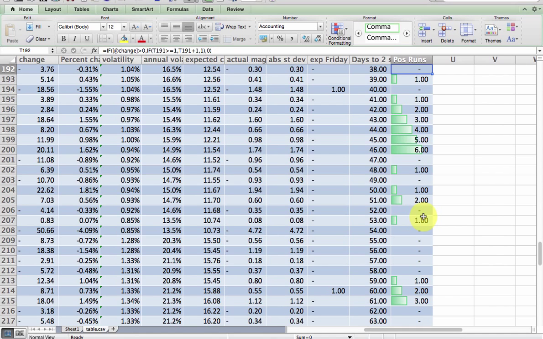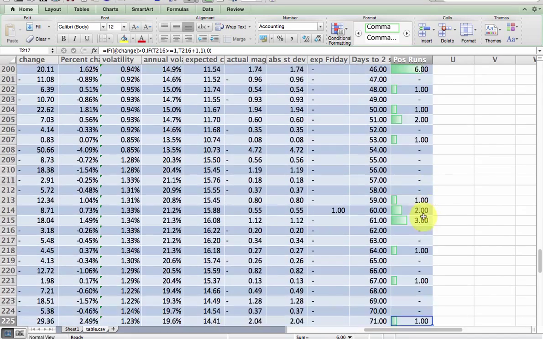We could do the negative days, and I suggest that you do. I'm just not going to take the time here. But it looks like the longest run was 6 days. So after you see 2, 3 days in a row with Priceline going up, you might be able to bet that it's going to go the other way.